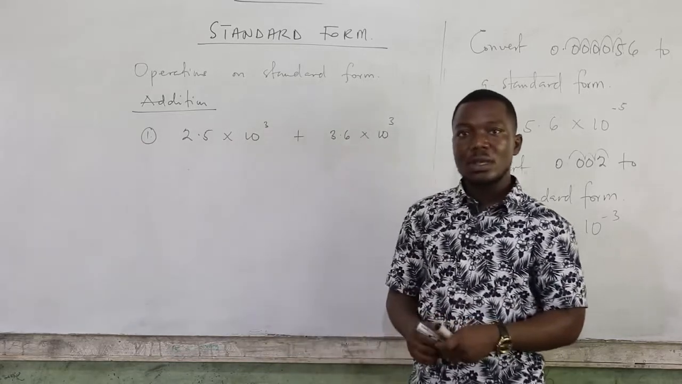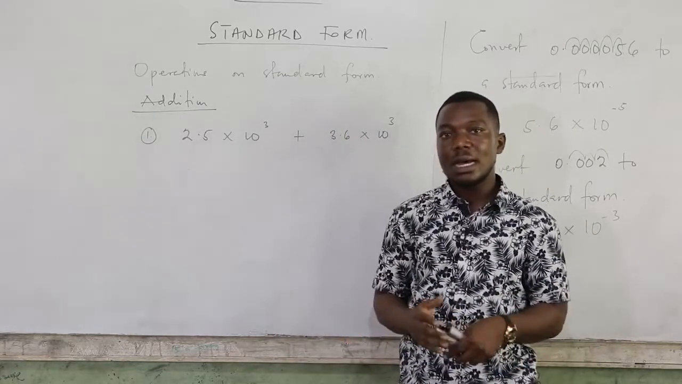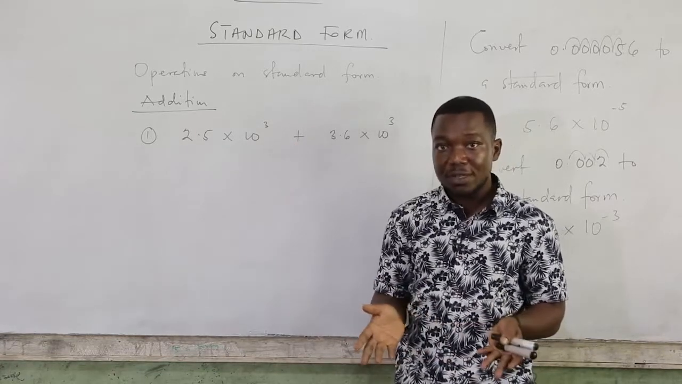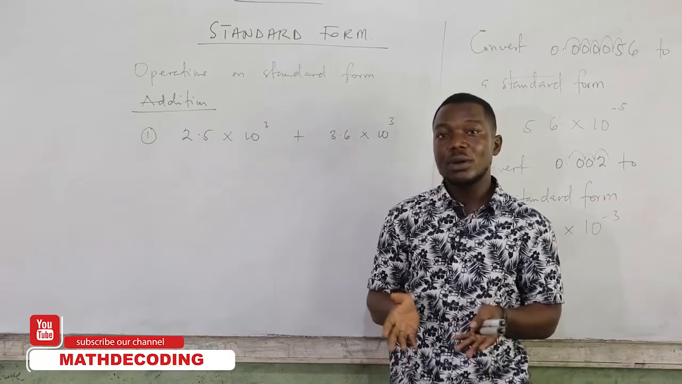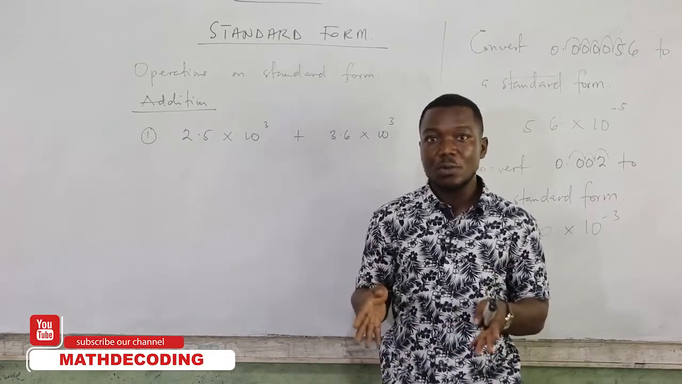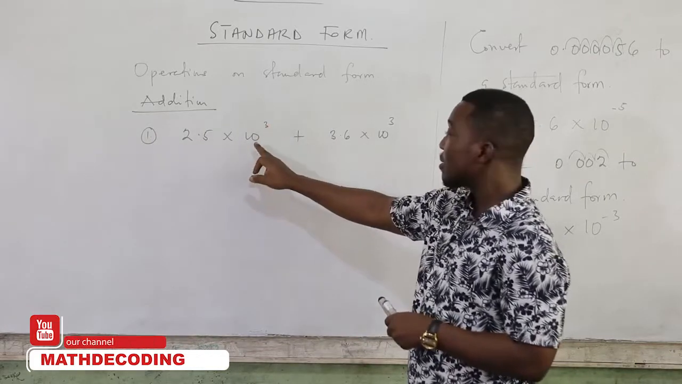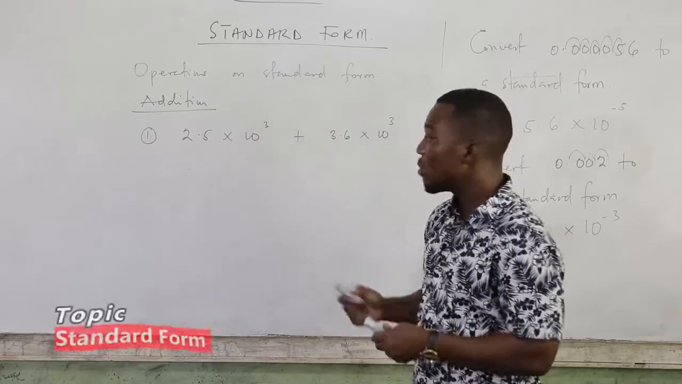All right, standard form addition. Now these figures, we are asked to, first of all, add them. So we are going to add them. Now I'm going to write them in a column form and do the addition. Remember, we can only add when these 10 raised to the power are the same.